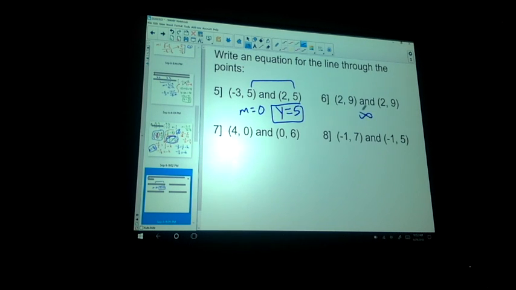this is actually infinite lines. Why is it infinite lines? Yeah, you're using the exact same point. So what line goes through that point? Remember from geometry, an infinite amount of lines can go through one point.